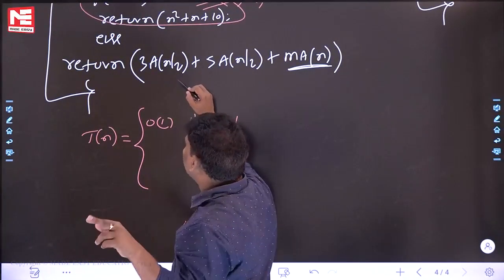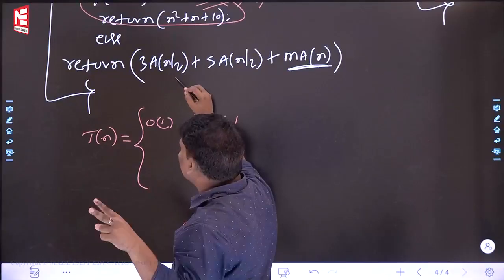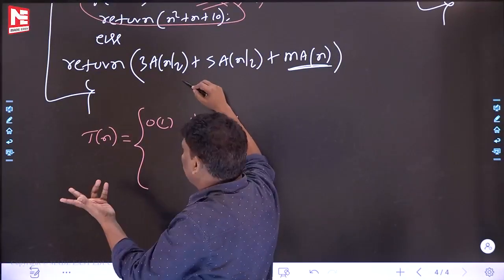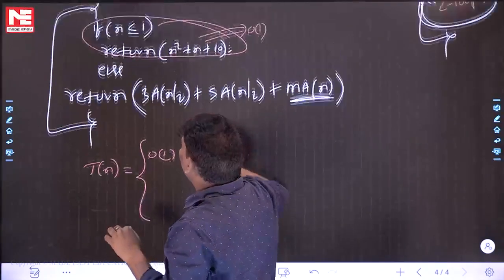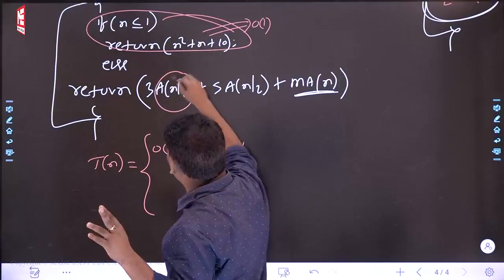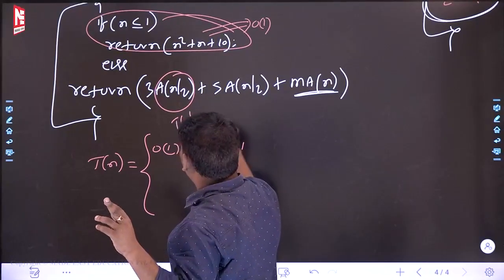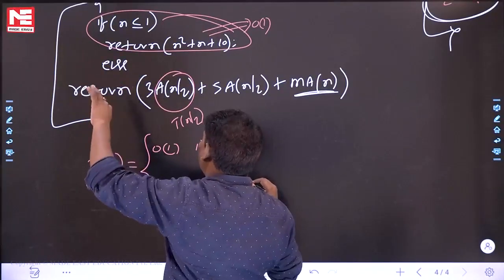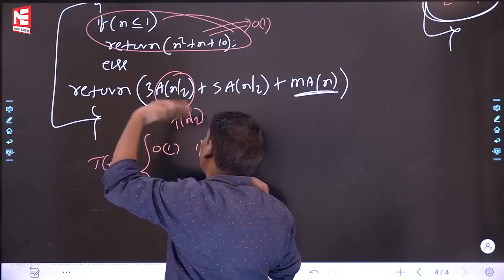3 A of n by 2. You always remember, time complexity means function calls and loops. Recursion is recursion. A of n is T of n. A of n by 2, what is the answer? T of n by 2. Time complexity means, right? Recursion is recursion. Next one, after recursions are over, is the loop, right?